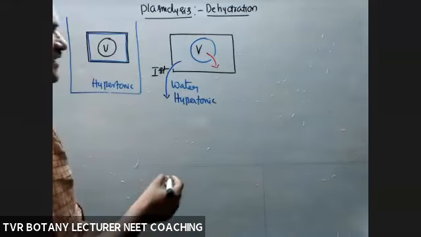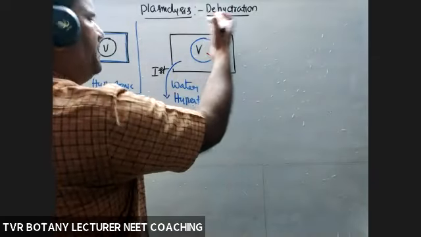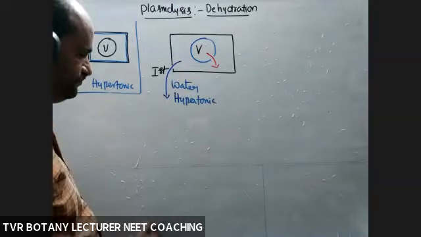Dehydration is the general term, and technically it is exoosmosis. Water coming out of the cell is exoosmosis. If water is moving into the cell, it is endoosmosis. Plasmolysis is one type of dehydration, actually complete dehydration.